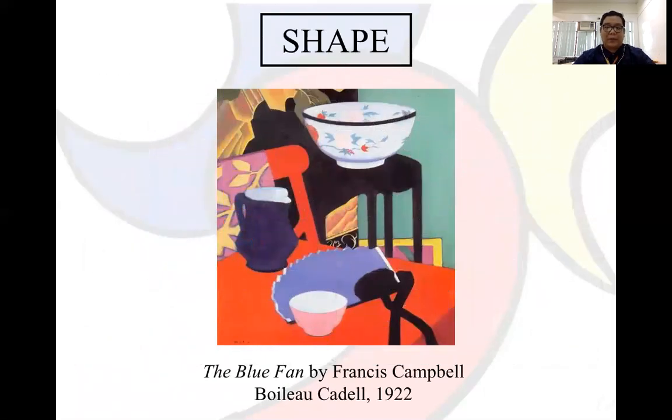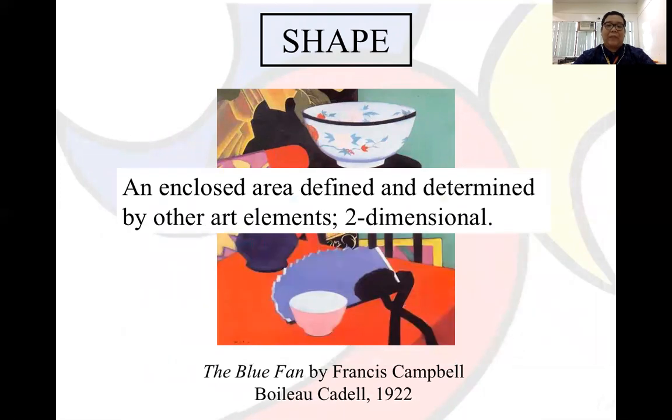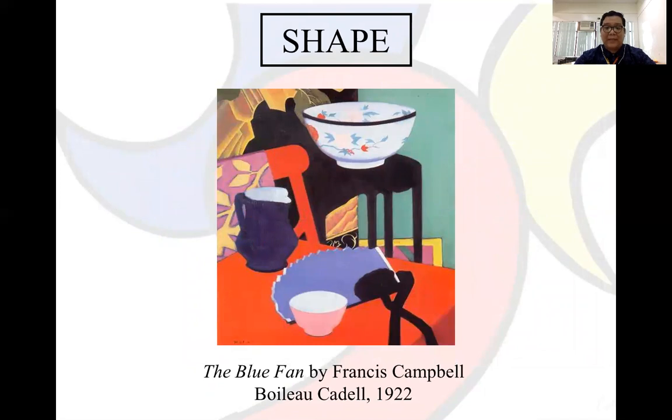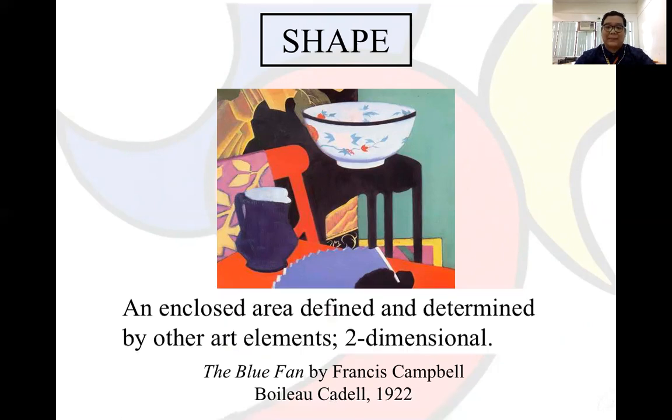Apart from colors, there is also shape. A shape is an enclosed area defined and determined by other art elements. It is two-dimensional, or 2D. If we look at this example entitled The Blue Fan, a masterpiece, we could already see a lot of shapes present in it. Shapes may also suggest different meanings. It's very important that if you are an artist, you know well about the different meanings of these shapes so that you would also know what to convey specifically in your masterpiece.